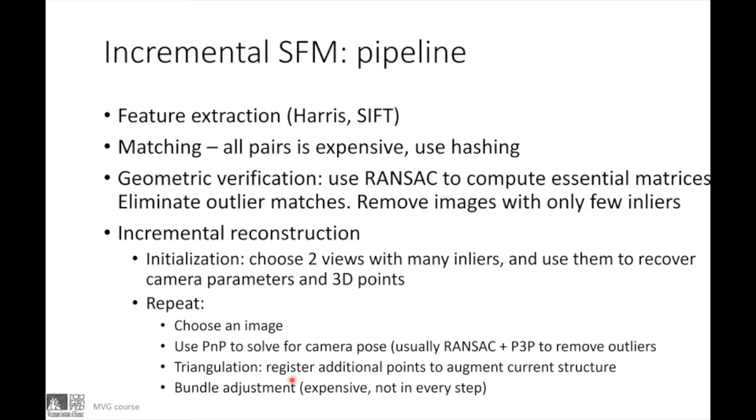A step of triangulation. The idea is that we want to expand our reconstruction. So now we take more correspondences between the new image and the images that we already handled, and triangulate new 3-dimensional points. Do you understand the difference between these two steps?